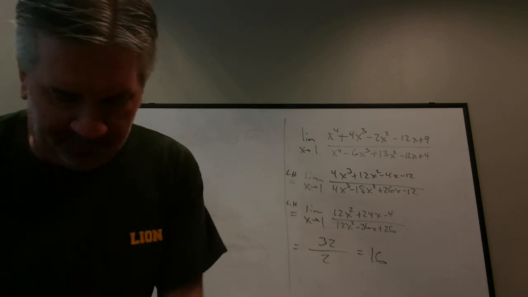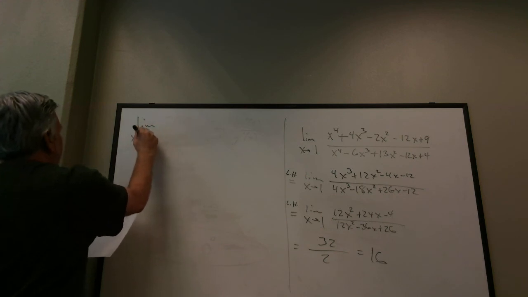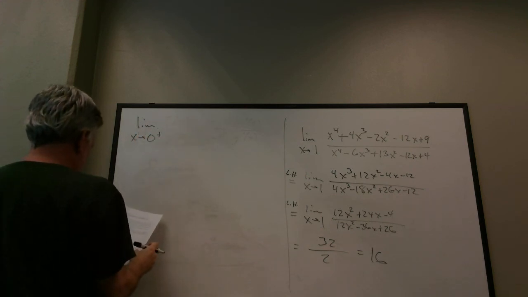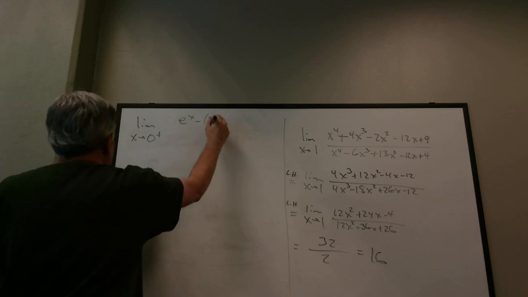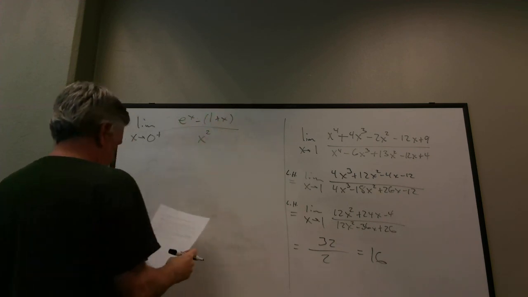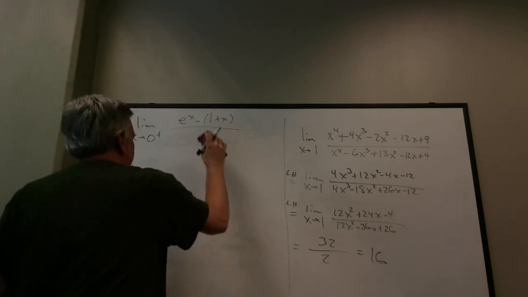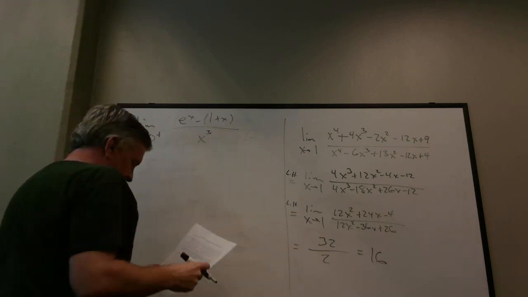Okay, the next example is number 19. It says, take the limit as x approaches 0 from the right of e to the x minus 1 plus x, all over x squared, x cubed.